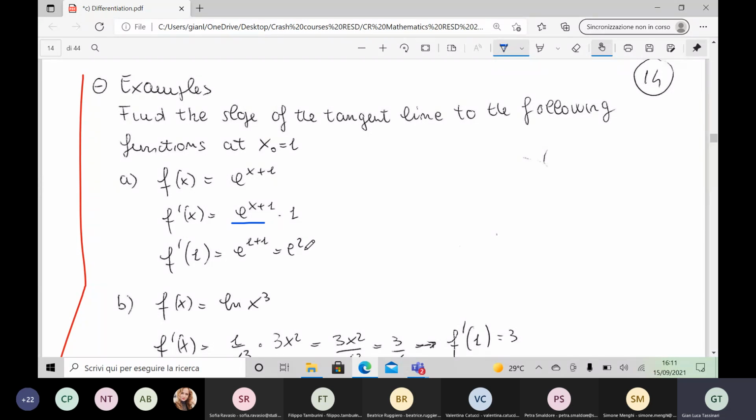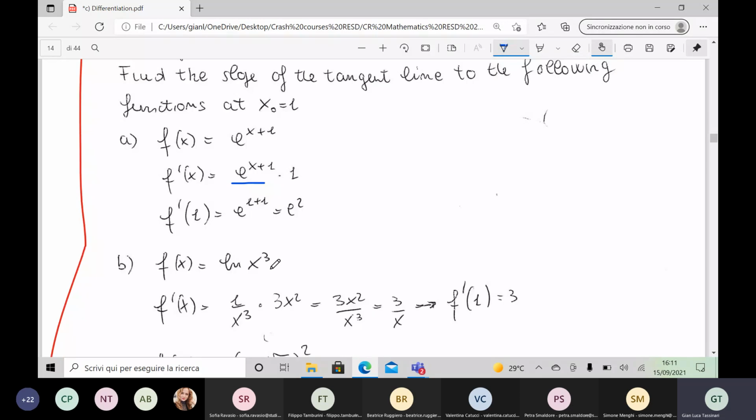Okay, repeat the exercise for f of x equal to ln of x to the power 3. We want to find the slope of the tangent line to the graph of this function, again at the point x0 equal to 1. What do you need to do? You have simply to compute the first order derivative at the point. So if I ask you to evaluate the instantaneous growth rate at the point x0 equal to 1, you have to do exactly the same computation you need to do to get the slope, because they are the same thing.